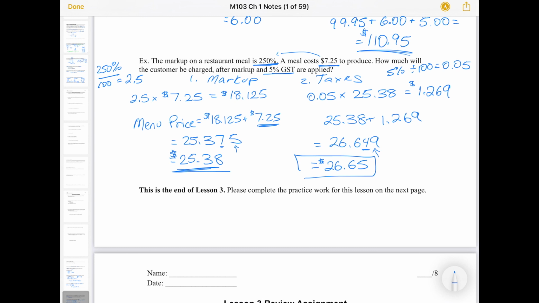This is going to be, you're at the checkout, you're at the till, and you are being told it's going to cost you $26.65.